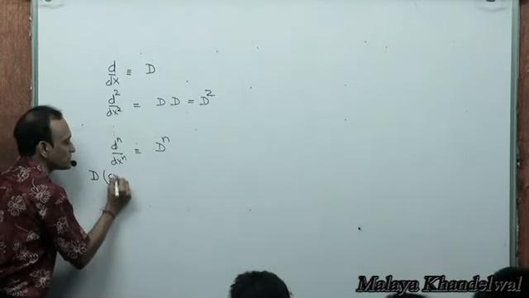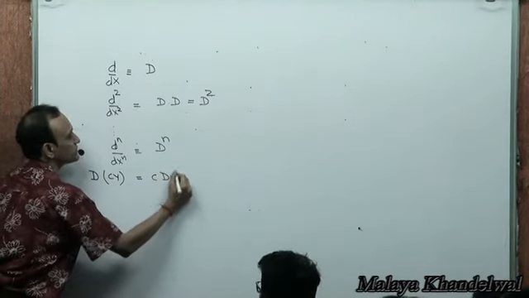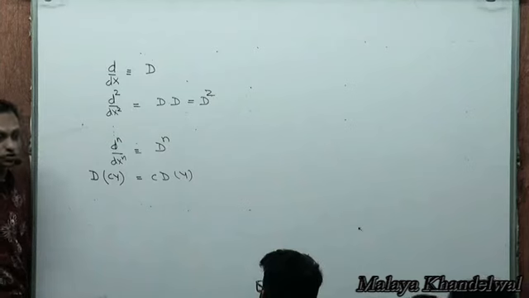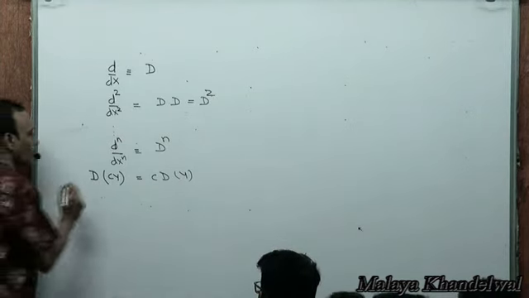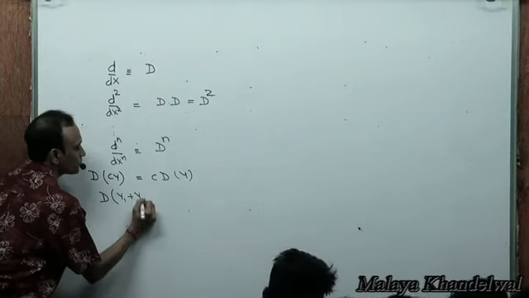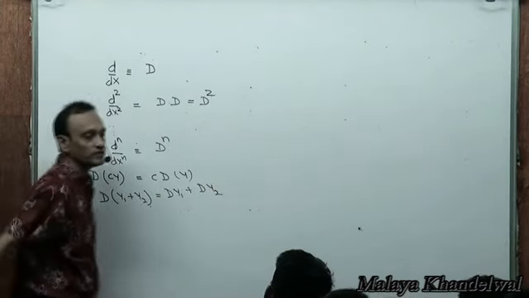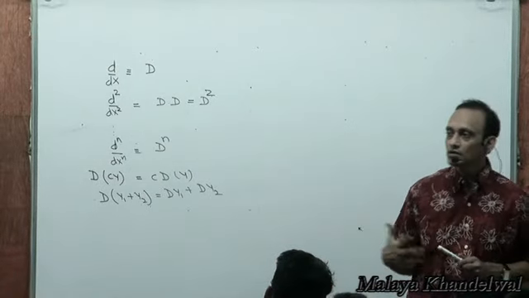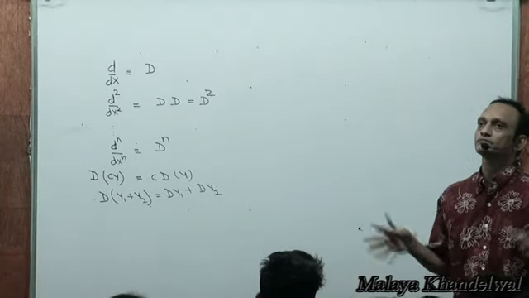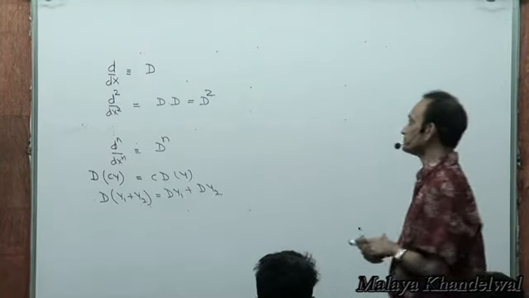And if c is a constant, then c will come out. So that's going to be c times D acting on y. D of y1 plus y2 is going to be D of y1 plus D of y2. So those are essentially rules of differentiation which you already know. Now we'll just put it in a more ornate framework, the entire thing in terms of the operator.